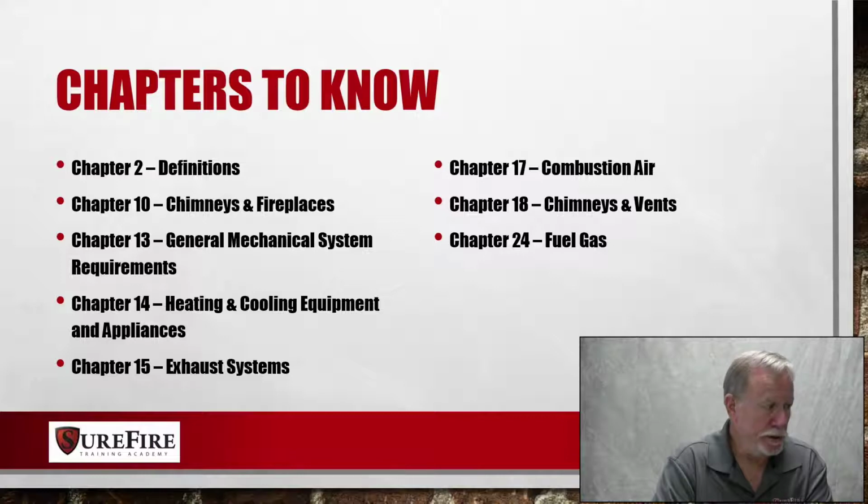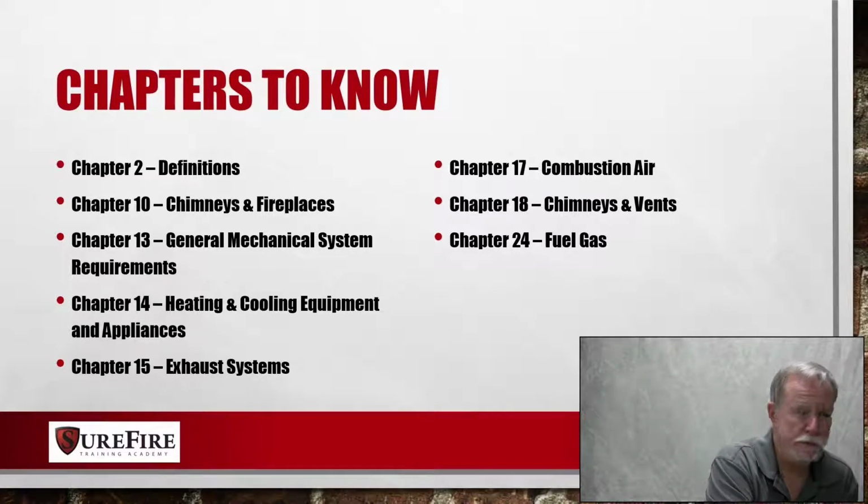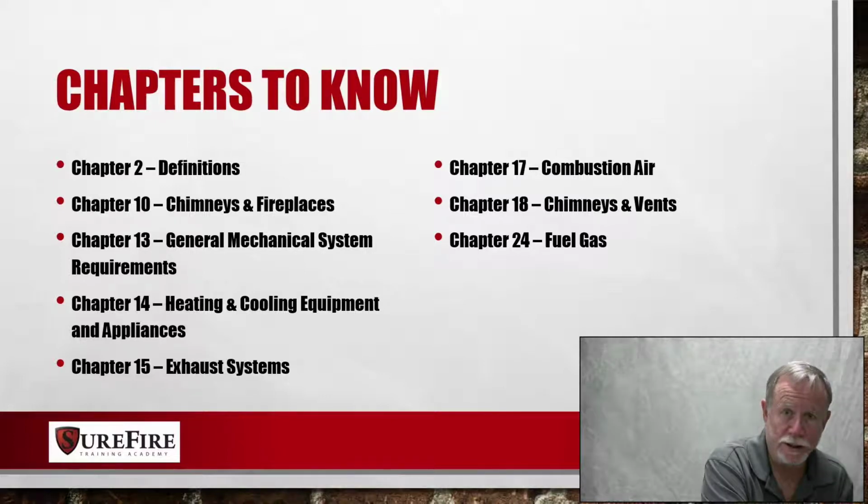Chapter 18 is chimneys and vents. Think factory-built systems here. Factory-built chimneys like Duravent or metal Bestis chimneys are covered by Chapter 18. And then Chapter 24 are the fuel gas code requirements for doing any type of gas work, whether it's venting, installation of gas appliances, or gas piping.